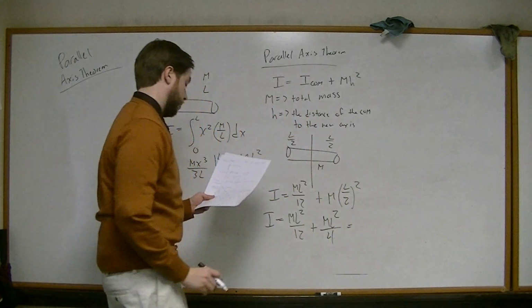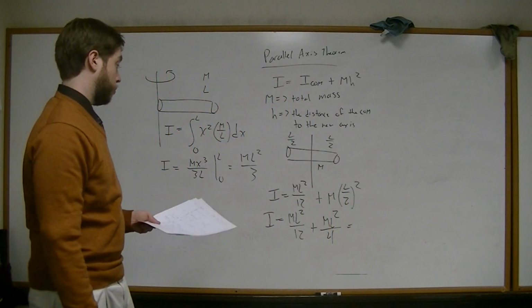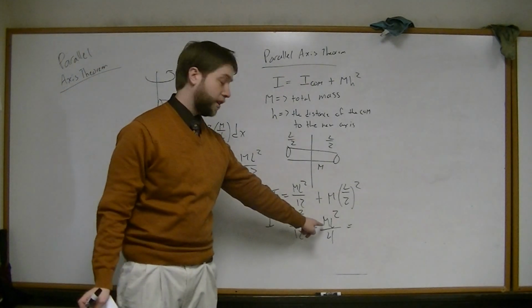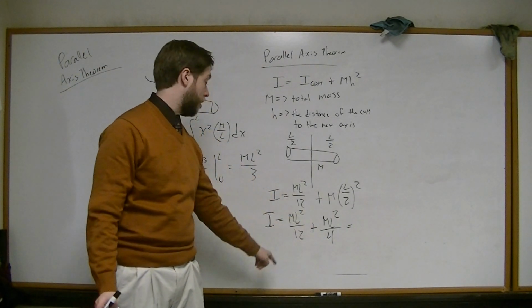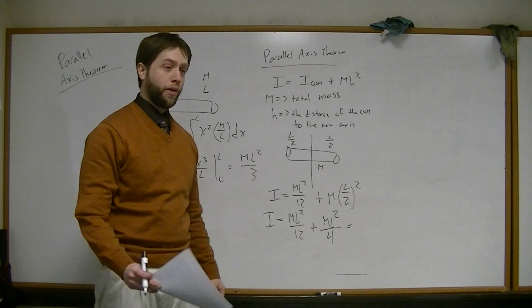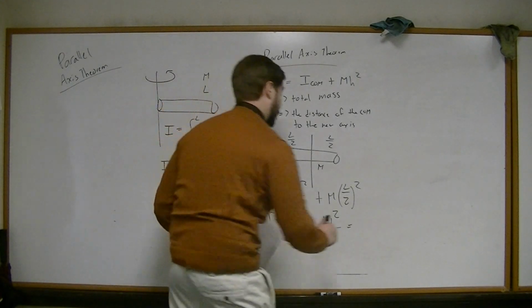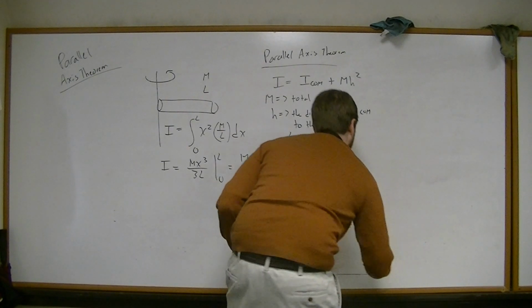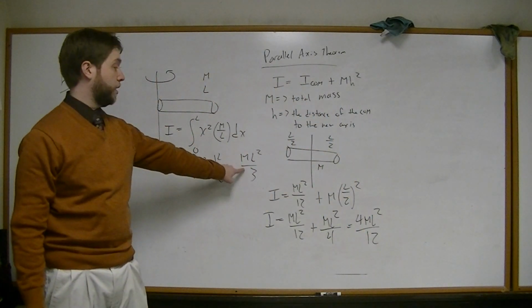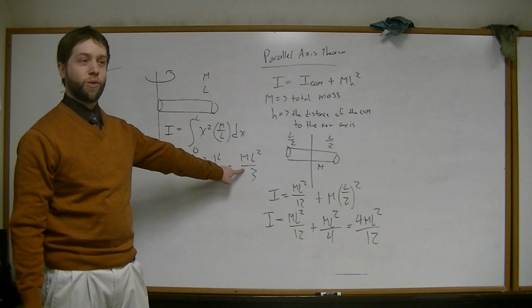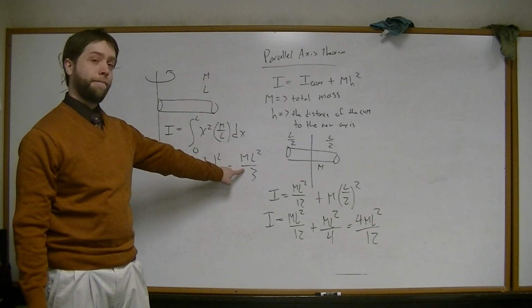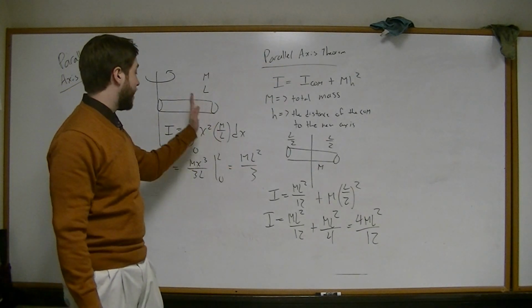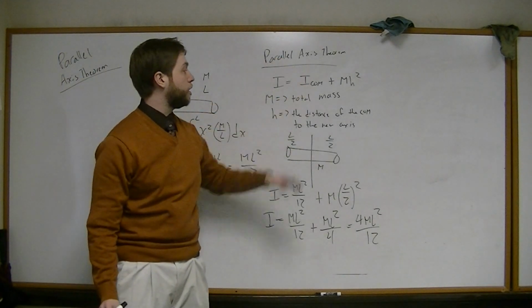And you guys will see, once you find a common denominator of 12, this is going to go to 3 ml squared over 12 plus ml squared over 12. That makes 4 ml squared over 12, which is the same thing as 1/3 ml squared. Okay?